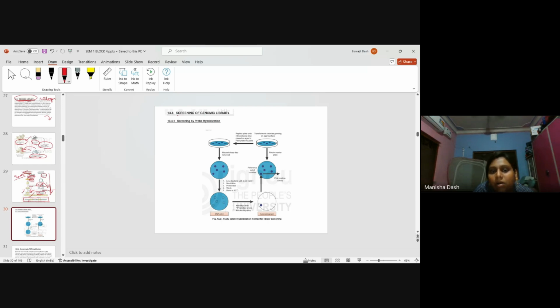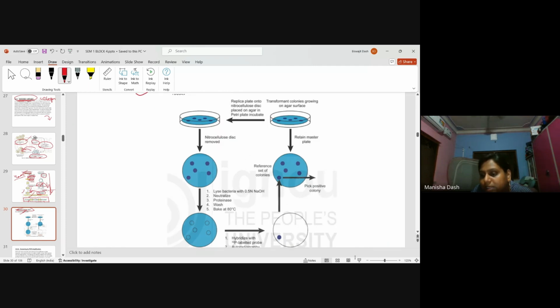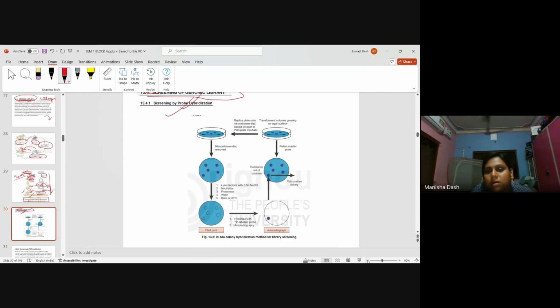One way of screening, or finding out whether it contains your desired vector or not, is screening by probe hybridization. How can it be done? If you look at the procedure, we start with the transformant colonies growing on the agar surface. You have already introduced the vector, and now you want to find out which of these bacterial colonies has your desired vector. So you retain a master plate, making a replica of this plate, and you subject the other plate to analysis.